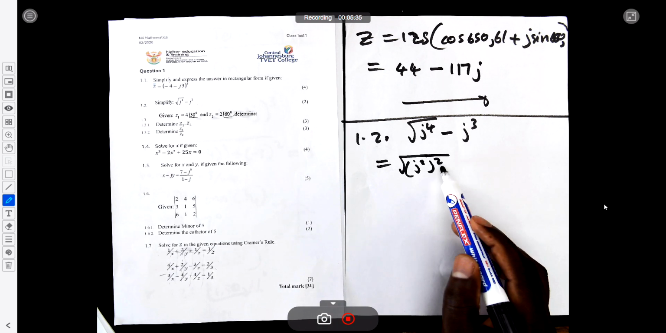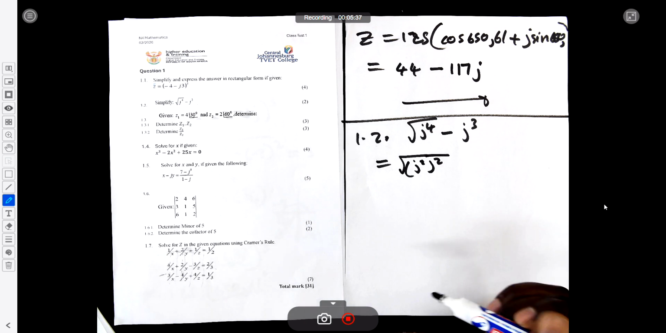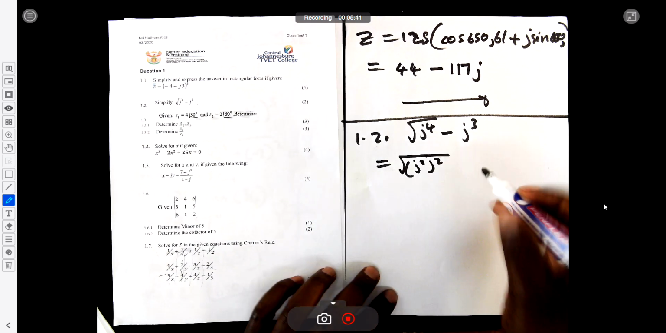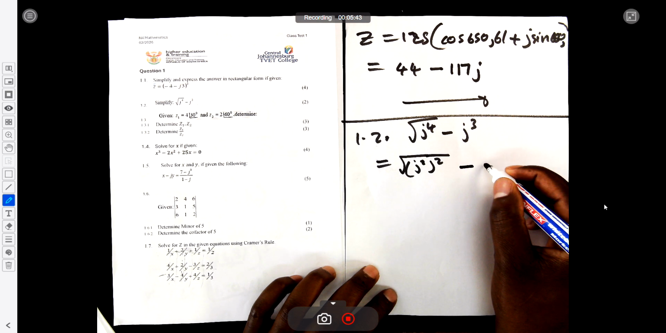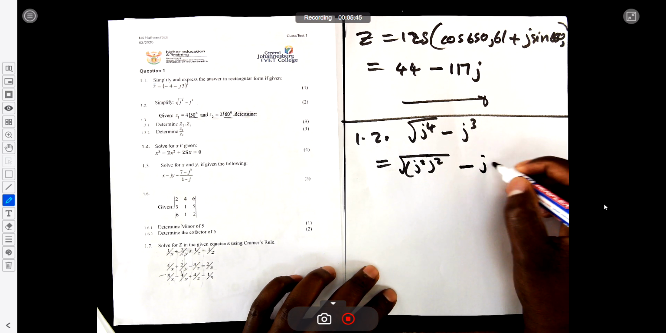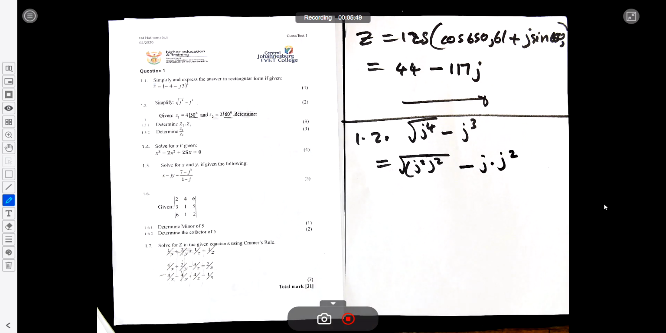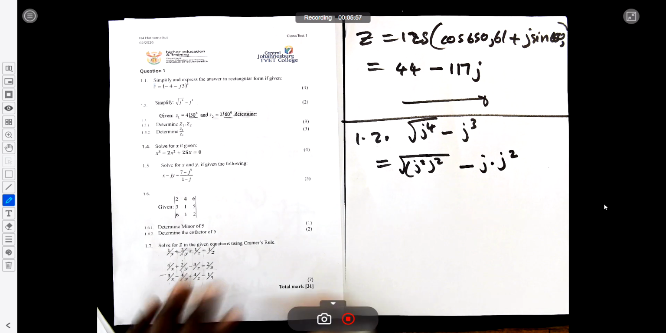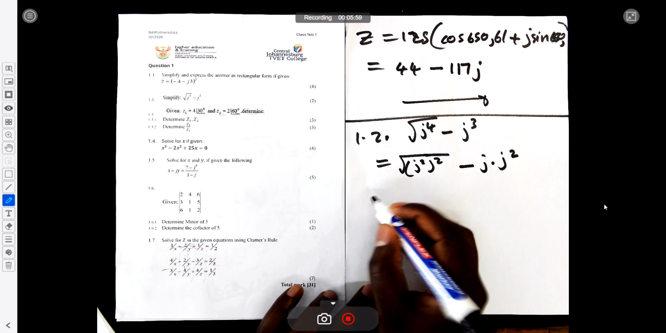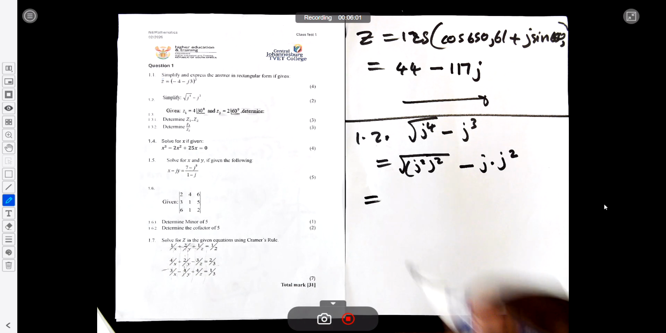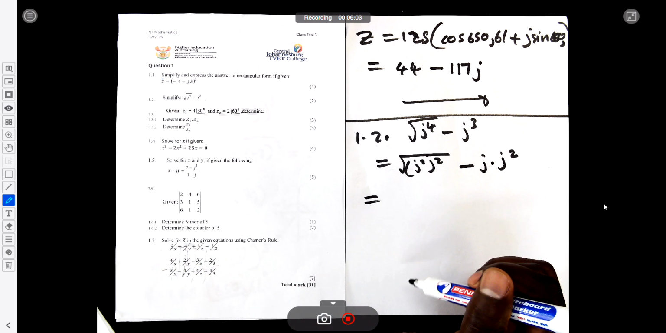We know the exponential law states that we can say 2 times 2, which gives us 4. And the other one is an odd exponent. We have to split it by the rule of addition of exponents. So we have j to the power of 1 and j to the power of 2. When you multiply j to the power of 1 and j to the power of 2, you get j to the power of 3. Then simplify it.